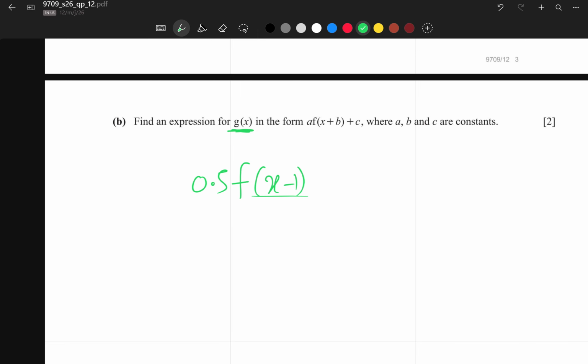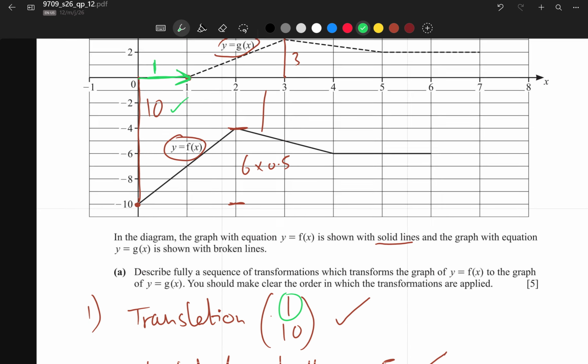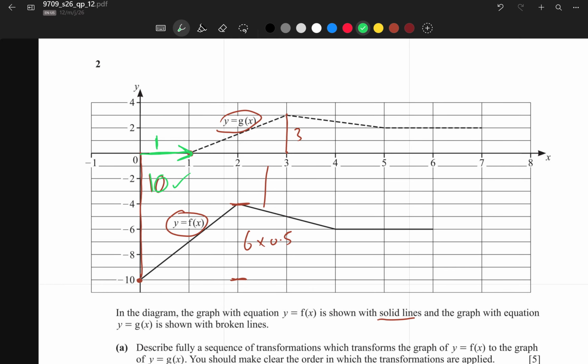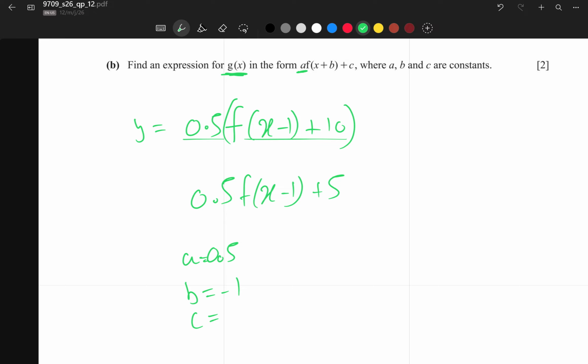And in the y, now notice this whole thing is equal to y, so y plus 10, because the whole of the y vertically was shifted 10 units in this direction. That is why we add 10 in the y, and now if you multiply 0.5 with this 10, it will become 0.5 f of x minus 1 plus 5. Now a is equal to 0.5, b is equal to minus 1 and c is equal to 5.